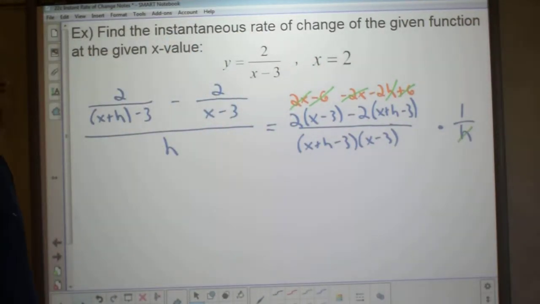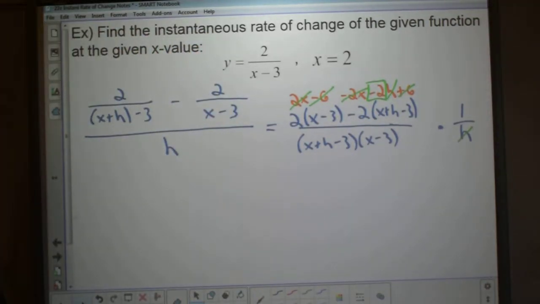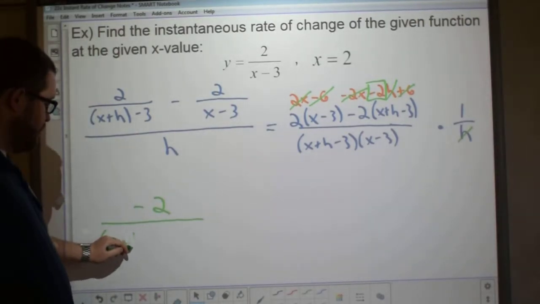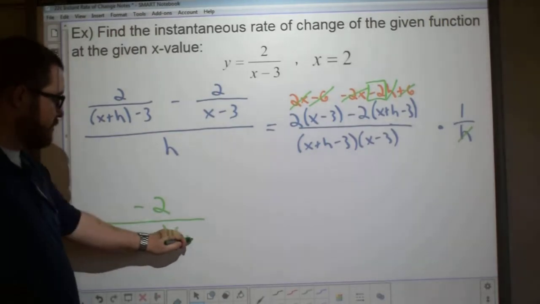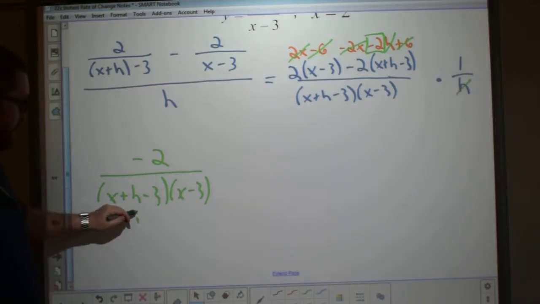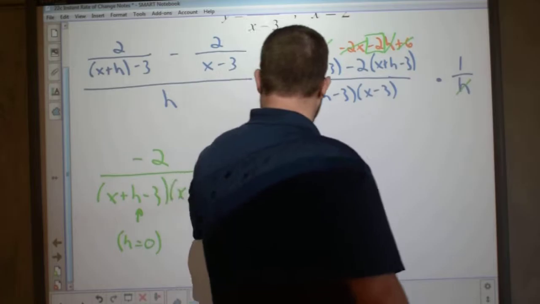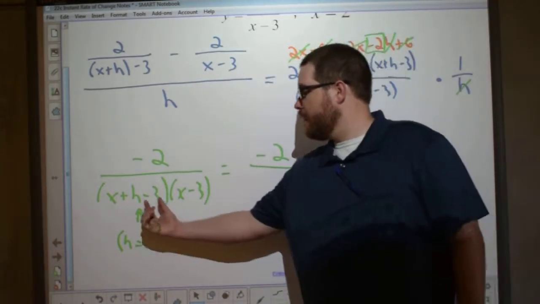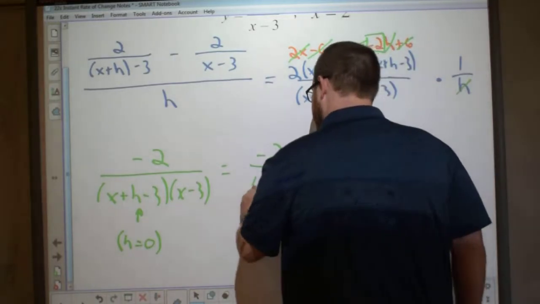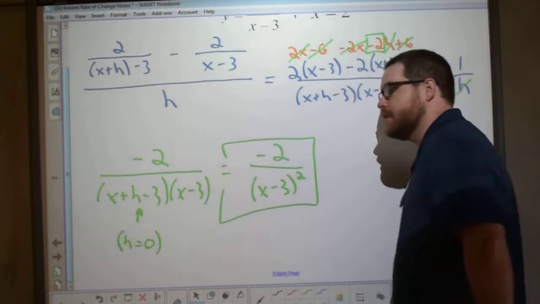The only thing that's left on top is the negative 2 that was with the h that you canceled. So I have a negative 2 on top. I have an x plus h minus 3, and I have an x minus 3. The only thing I can do left is plug in h equals 0. If you do that, you get negative 2 over, this is gone, so I've got x minus 3 times x minus 3, or x minus 3 squared. This is what I get from using the difference quotient.